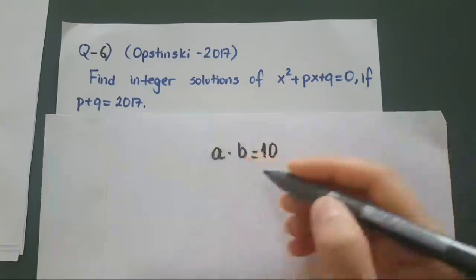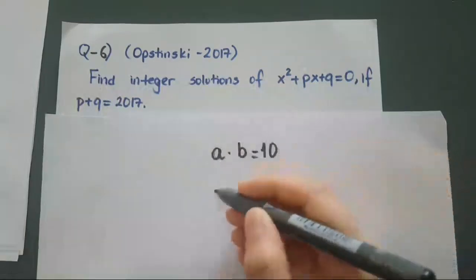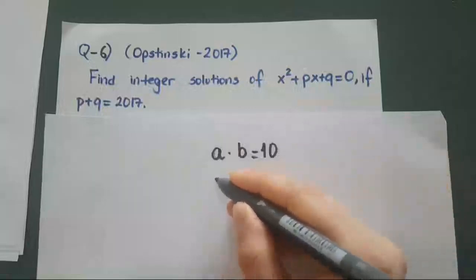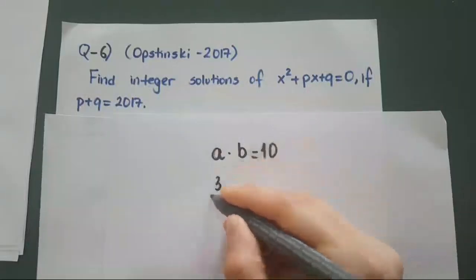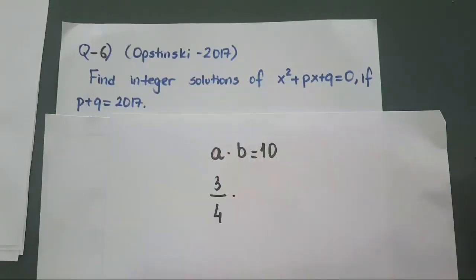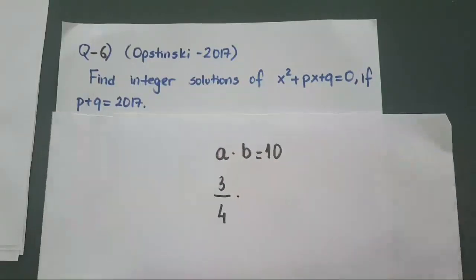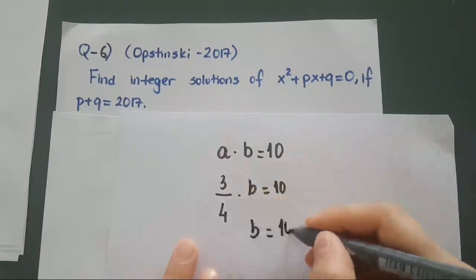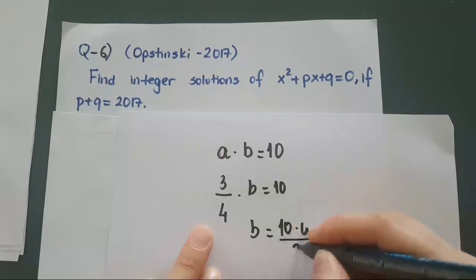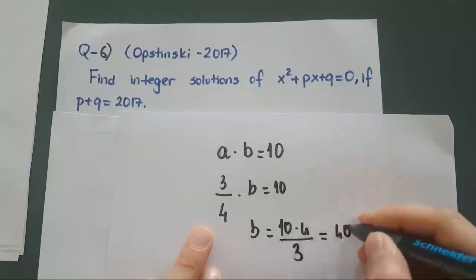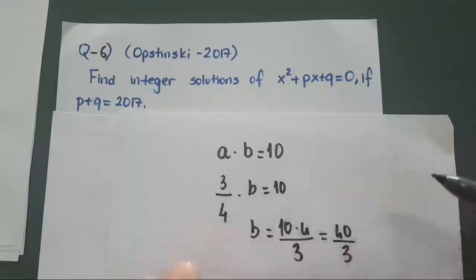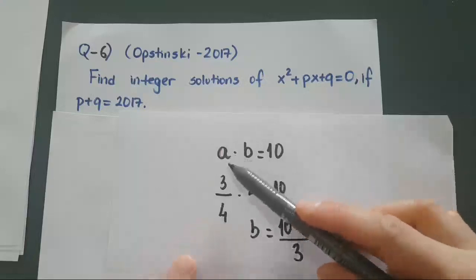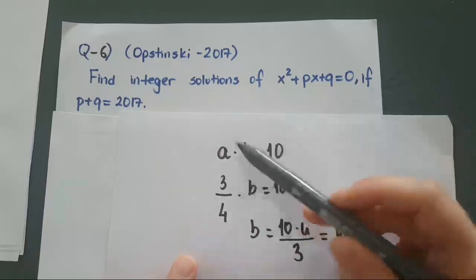For example, can a be, let's say, 3 over 4? Yes, it can be. 3 over 4 times what gives you 10? You can solve it by cross multiplication: 40 over 3. Are both real numbers? Yes, they are. Is it possible to check all possibilities, all real numbers?